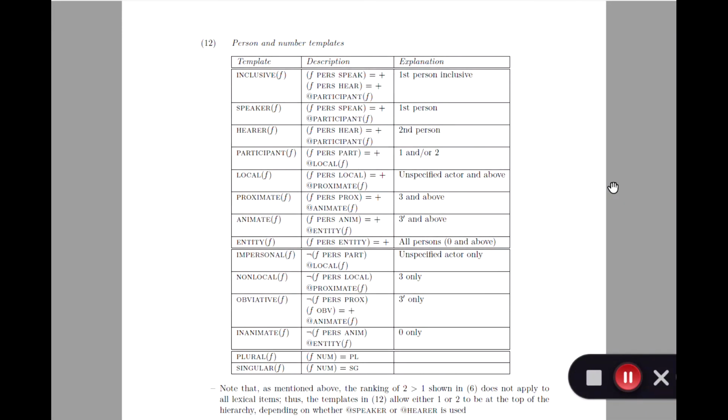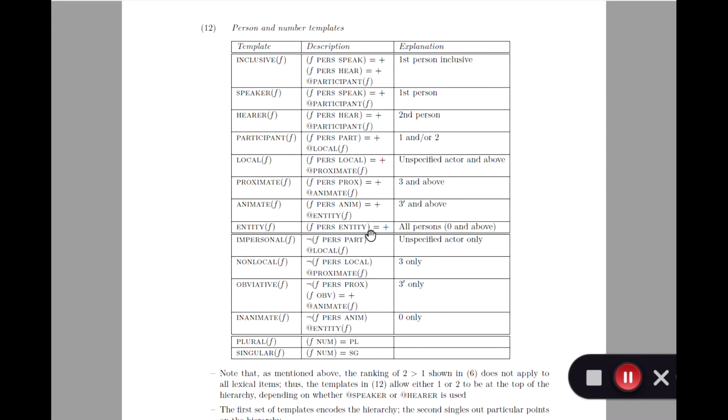And so this is given here. You have these different person features: entity, which is common to all arguments; animate, which is found on all animate arguments; proximate, which is only found on third-person proximate and things higher than that on the hierarchy, and so on. And notice that each of these calls the next template here. So if an argument is a participant, it also has the local feature and also has a proximate feature and also has the animate feature and so on.